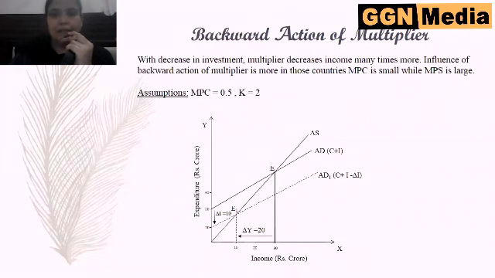In Keynesian multiplier, you need to explain the static concept of multiplier. That is forward action of multiplier, backward action of multiplier.